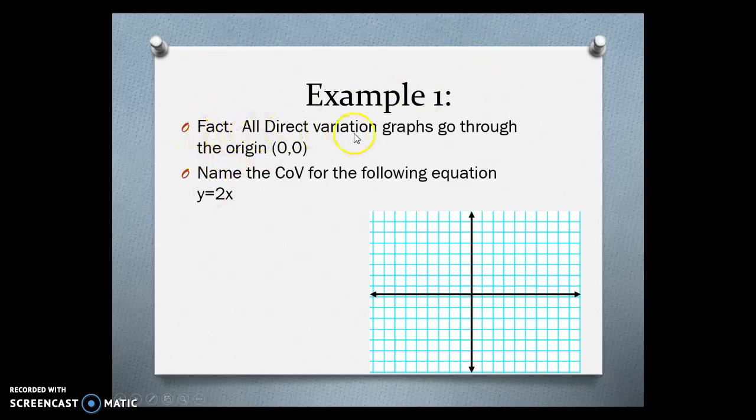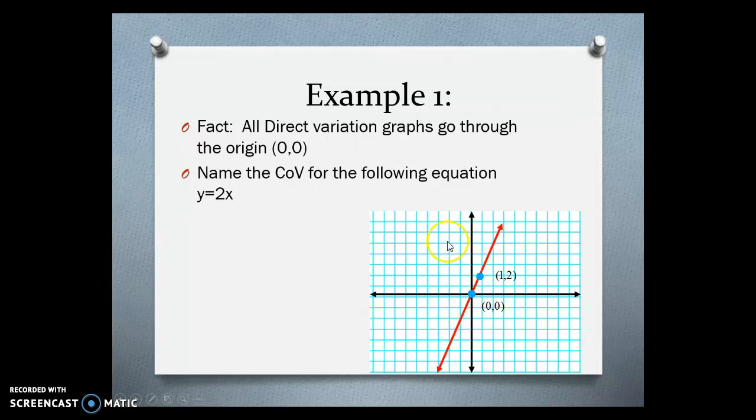So, fact, all direct variation graphs go through the origin. So, they all go through right here. And we want to name the constant of variation for the following equation. So, we have this line, y equals 2x. Your book's going to give you 2 nice points. They're always going to give you one of them. In this case, I gave you 1, 2. And they're always going to give you the origin.